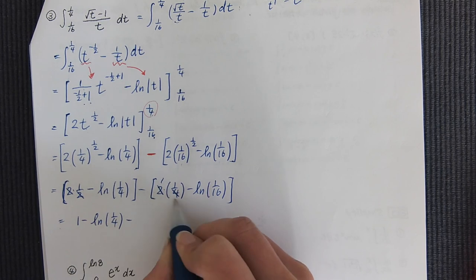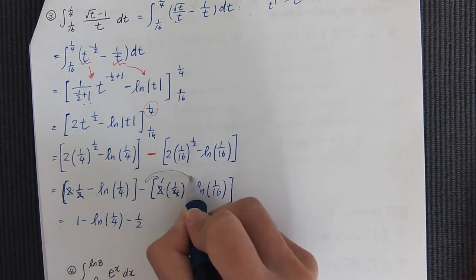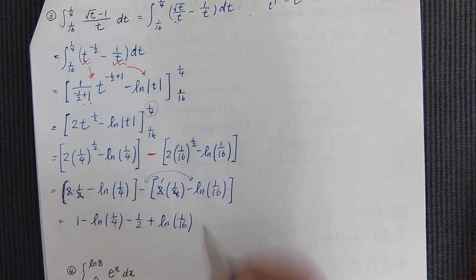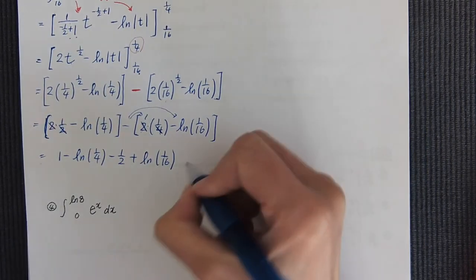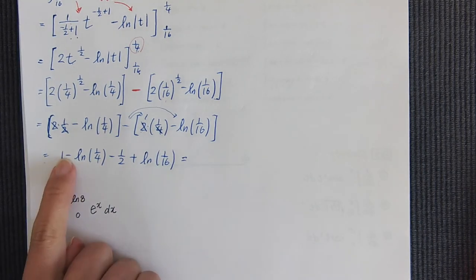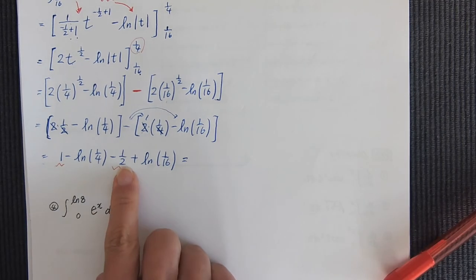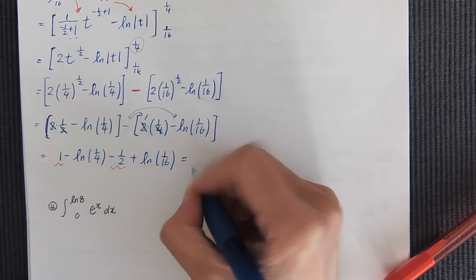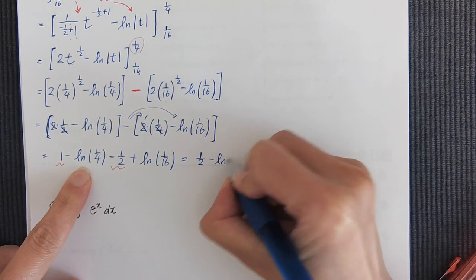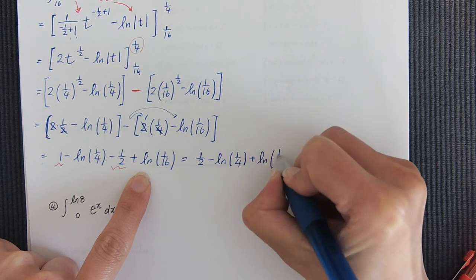Then minus, this is 1/2, right? Make sure the negative sign, I distribute it. Plus natural log 1 over 16. Okay, now just combine the like terms. Here's 1, here's negative 1 half. 1 minus negative 1 half is just 1 half. Then minus natural log 1 over 4 plus natural log 1 over 16.